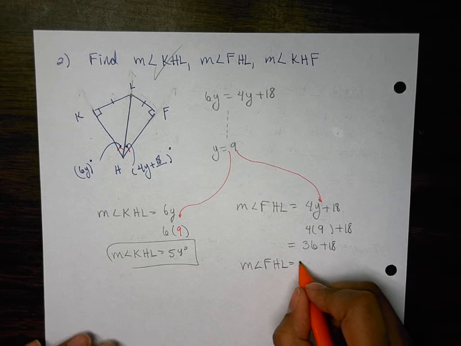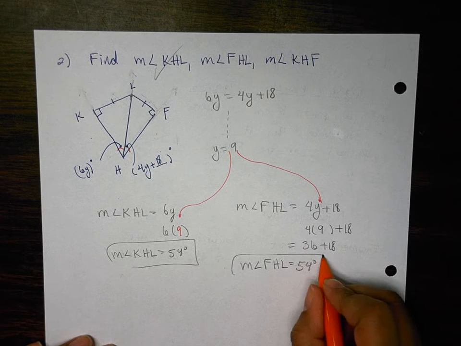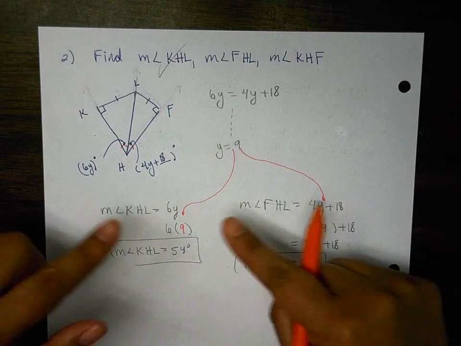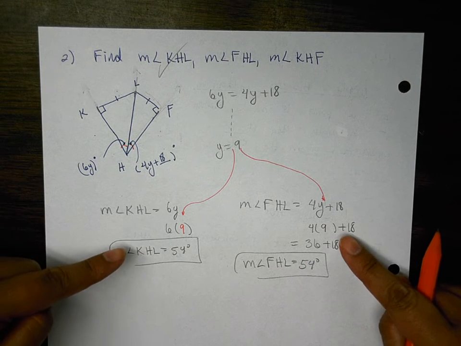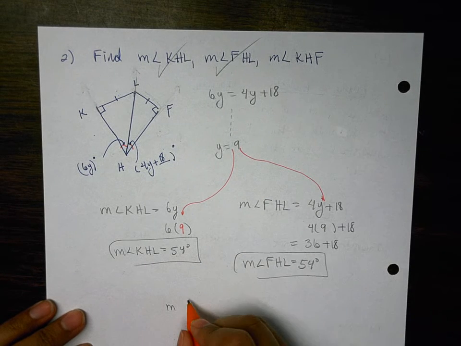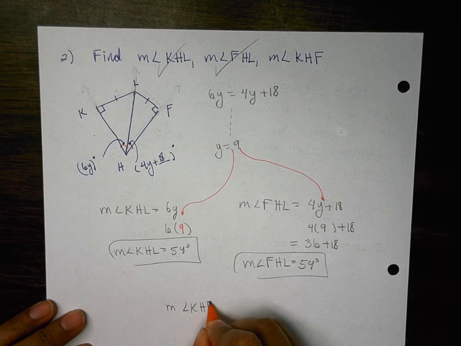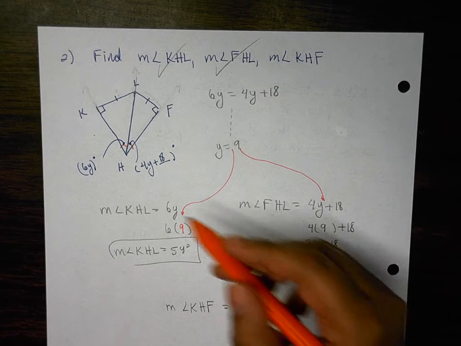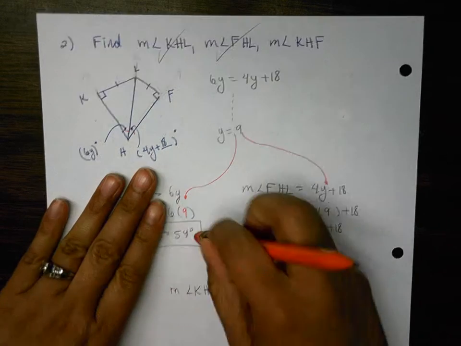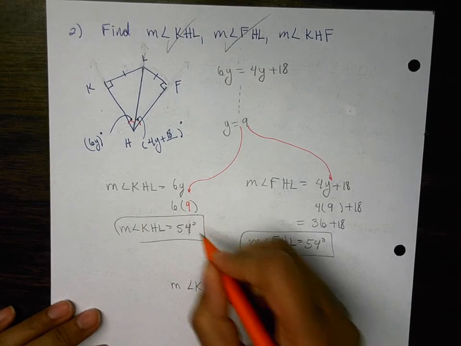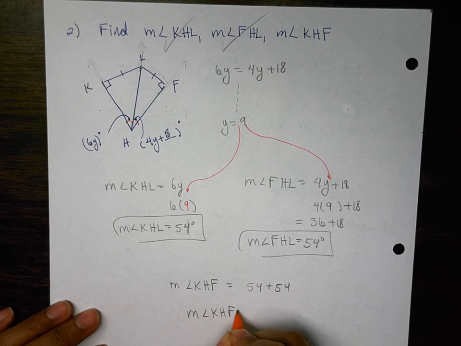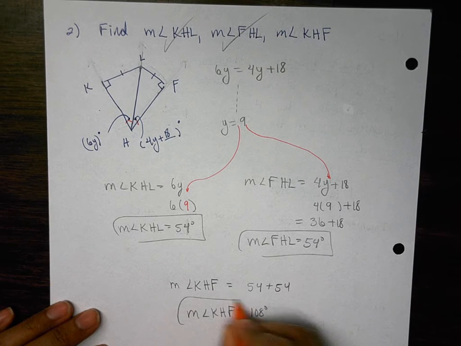Now that's kind of a double checker. Should these come out to be the same? Yeah, so technically if you find one, do you know the other? Why do we plug it in? This is a way for us to what? Check, to make sure we've done it correctly. All right, what's the last one they ask us for? KHF. Is that the two of them combined? Yes. So you can do 6y plus 4y plus 18, or simply say it's 54 plus what? 54 plus 54. So what is the measure of angle KHF? 108 degrees.